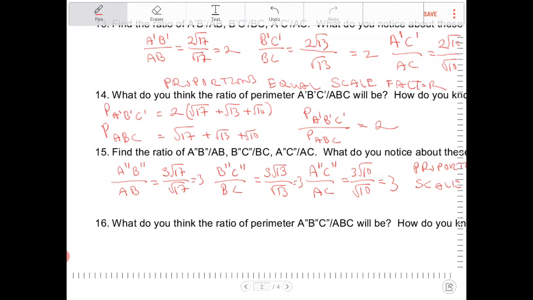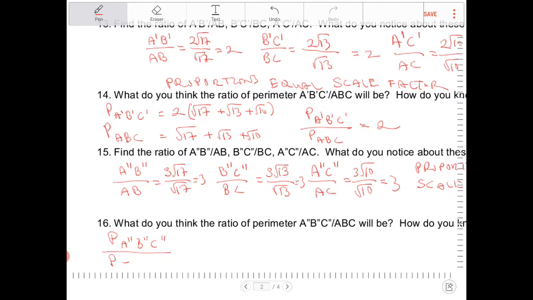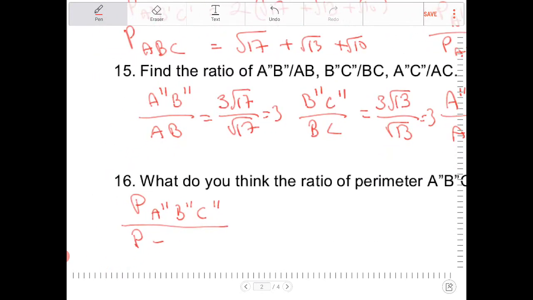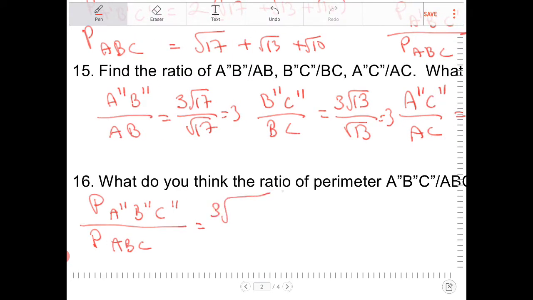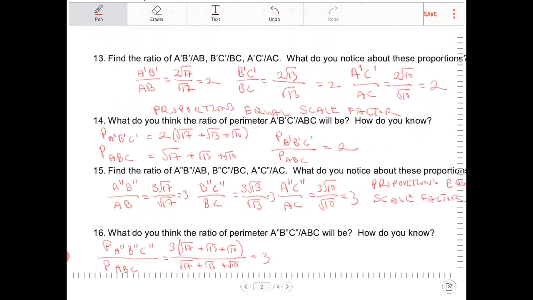What do you think the ratio of the perimeter will be? How do you know? This will be, again, the perimeter of A double prime, B double prime, C double prime to the perimeter of A prime, B prime, C prime, or the perimeter of A, B, and C. This will be 3 square root of 17, square root of 13, plus square root of 10, over square root of 17, plus square root of 13, plus square root of 10. So this is also equal to 3.